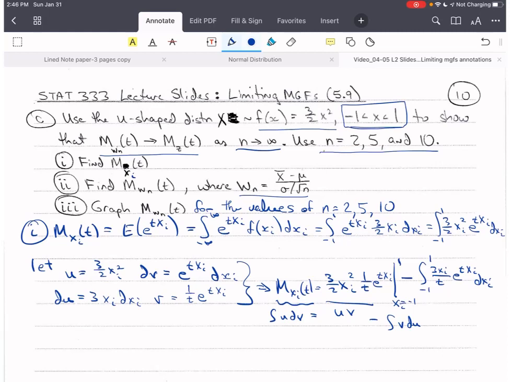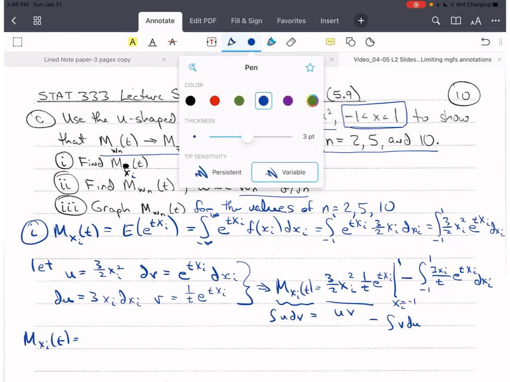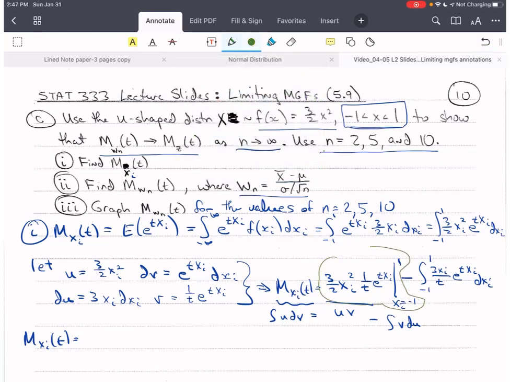Okay? So now we have that m of xi of t is equal to, now we're going to evaluate this first term here. The first term has to be evaluated, and so we're going to plug in 1 and then subtract plugging in -1 for xi. And so here we get 3 over 2t, and then we'll have 1 squared, so that's just 1, e to the t times 1. Do we have a negative up there? No, we have a t. So for +1, we just have a t. So this becomes 3 over 2t e to the t, and then for the -1 for xi, we're going to end up with 3 over 2t e to the -t.